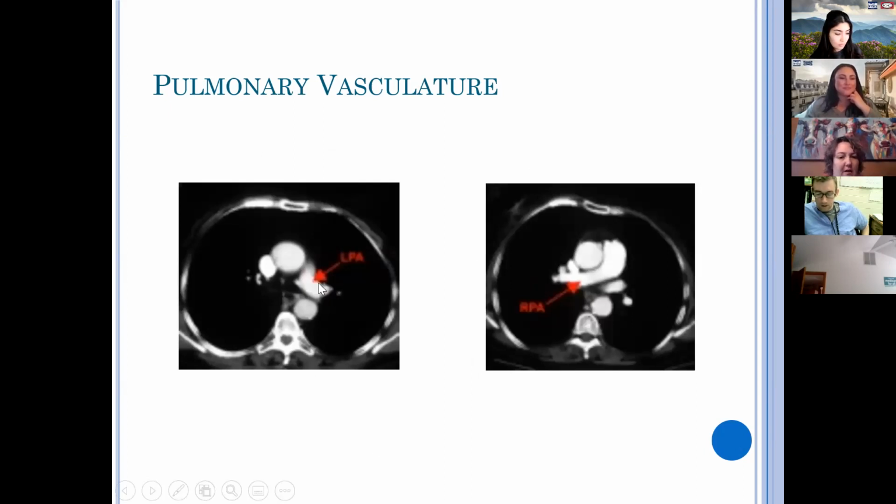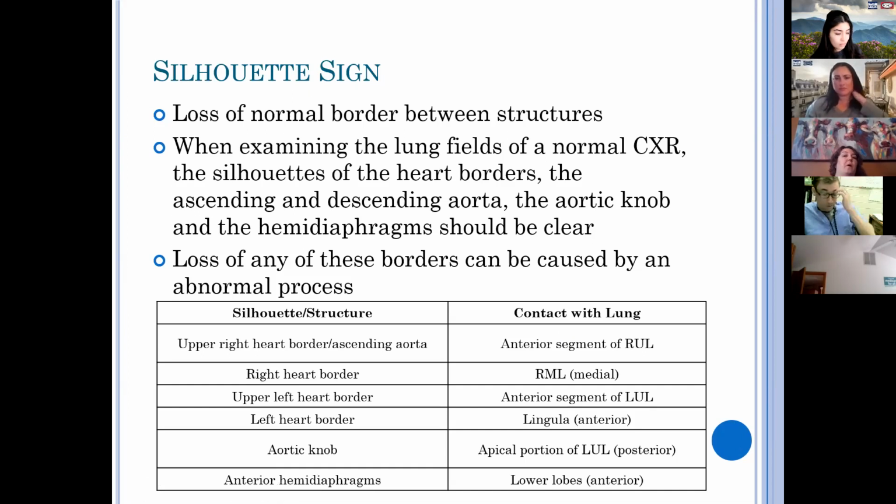This shows the pulmonary artery on the left and the right pulmonary artery here in a CT view. So next we'll talk about something called the silhouette sign. And the silhouette sign is a loss of the normal border between structures. So we talked about the right middle lobe abutting the atrium, and then we talk about the right lower lobe along the diaphragm. When you lose that border, it may be an indication that there's some type of pathology happening there.